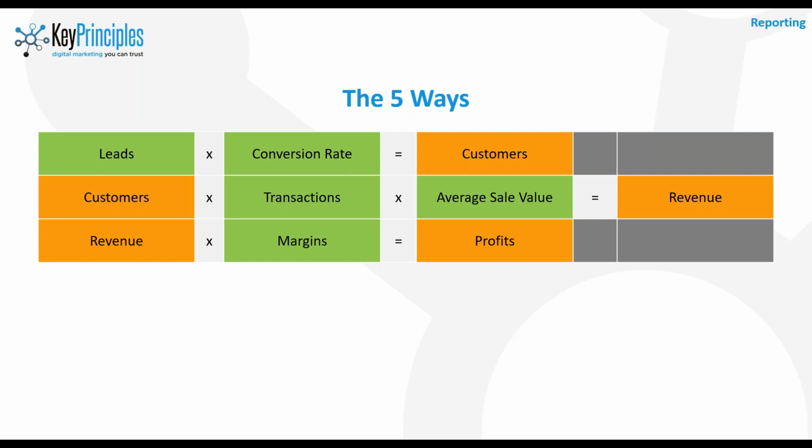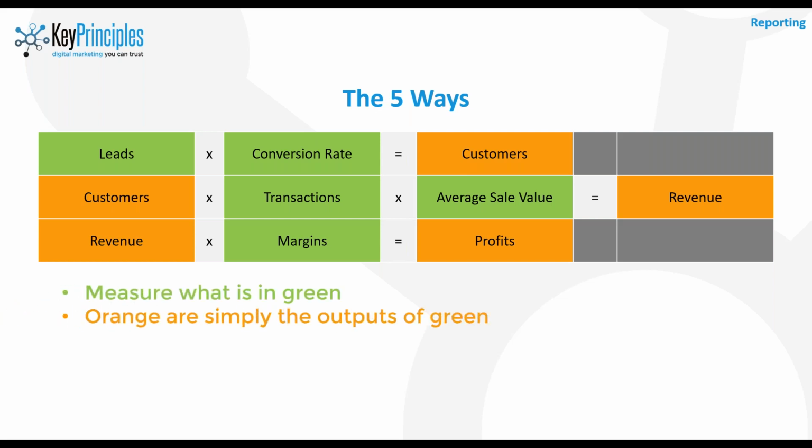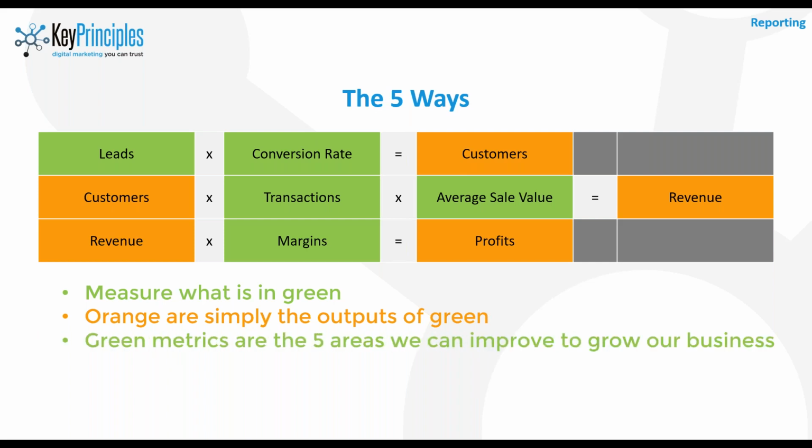So it's actually looking at it and thinking about the figures that you need to monitor as a business owner, rather than just looking at customers and revenue and profit. So I hope that makes sense. As I say, measure what is in green because the orange is the output of green. And the green metrics are the 5 areas we can improve to grow our business. So it's a very clever approach. I think it works really well. And obviously, I'm hoping that you appreciate the importance of it.